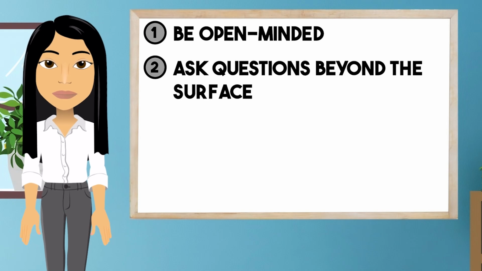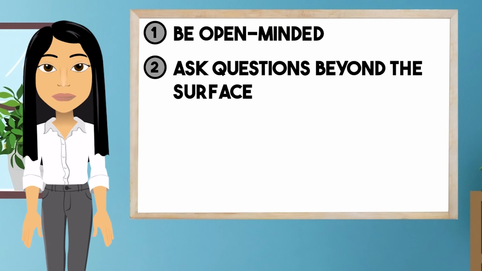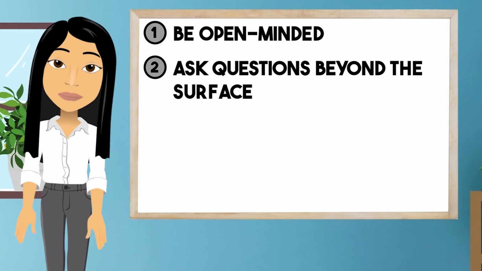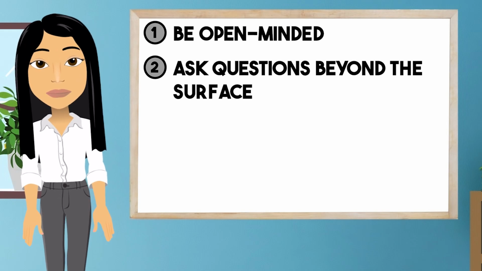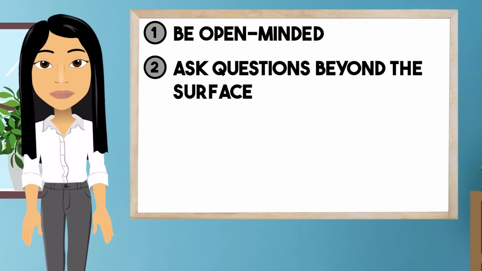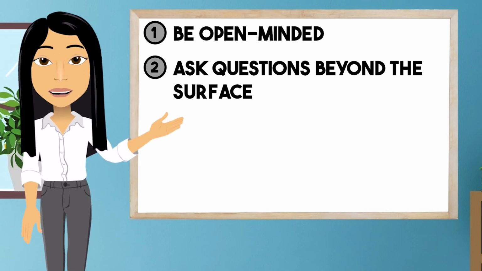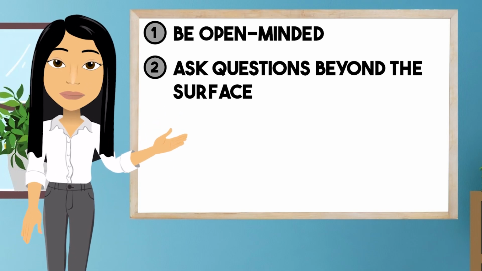Number 2, ask questions beyond the surface. In the W column, push yourself to go beyond the obvious. If you're reading about a historical event, don't just ask, "What happened?" Dig deeper with questions like, "Why did it happen the way it did?" Or, "What could have been done differently?"